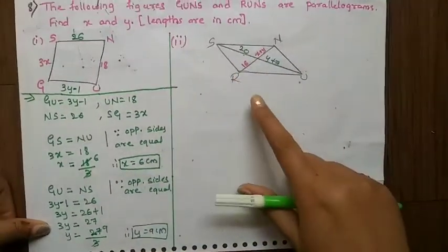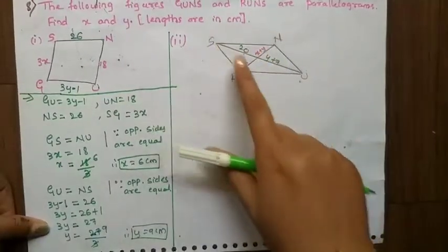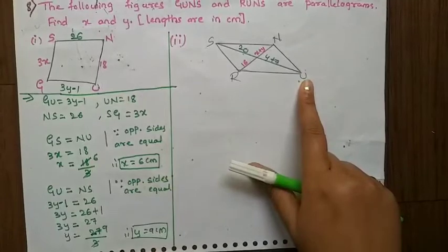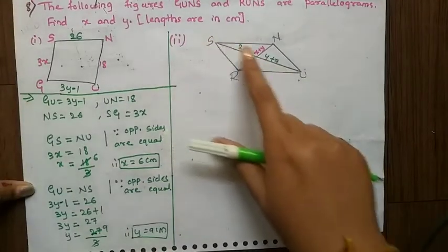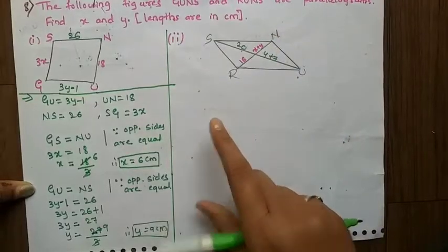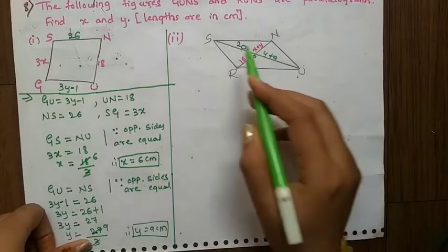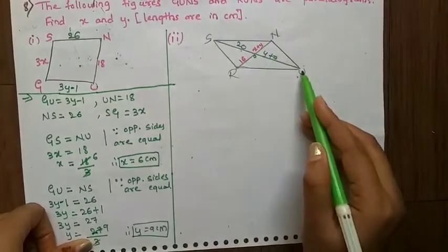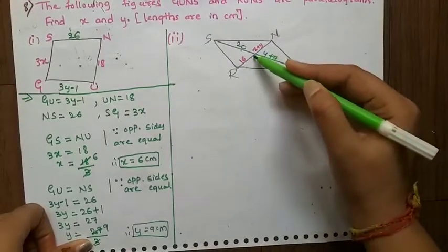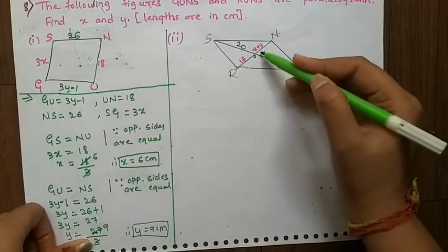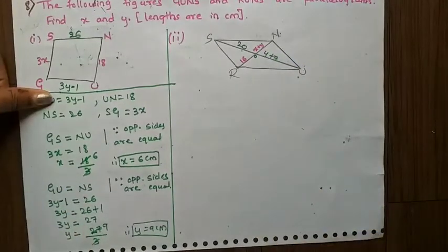Again they have given RUNS, which is a parallelogram. Here they have given values of the diagonals. SU and NR are the two diagonals. They bisect at the point O. The two diagonals bisect each other, and we have one more property related to the diagonals. So here SO is equal to OU as well as RO is equal to ON. Let's write the next solution.